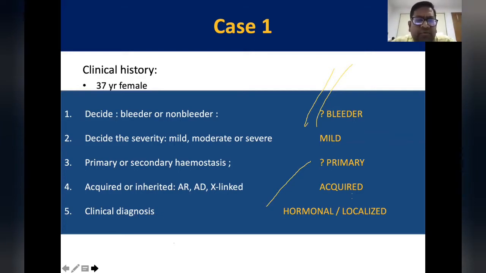So I don't feel it is a bleeder patient. Then looking into the manifestations, it looks like a mild one. Only menorrhagia is there. So primarily it looks like acquired. Clinically, if you think, it mostly looks like a localized cause, that can be a uterine fibroid, or there can be some hormonal causes.